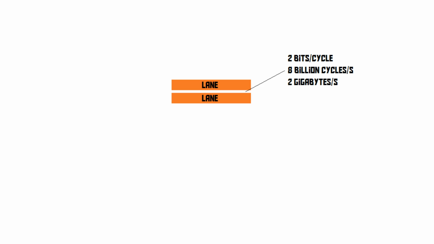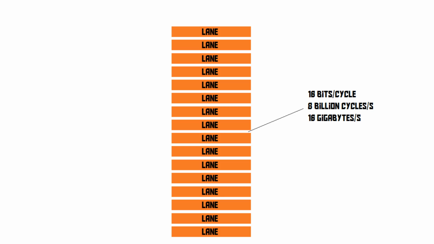PCI Express 3.0 does about 8 billion of these cycles per second, and this means that the total bandwidth of one PCI Express 3.0 lane is approximately 1 GB per second. Now, a 2-lane or 2x PCI Express 3.0 connection can do 2 GB per second, and the 16x connection used by video cards can achieve 16 GB per second.